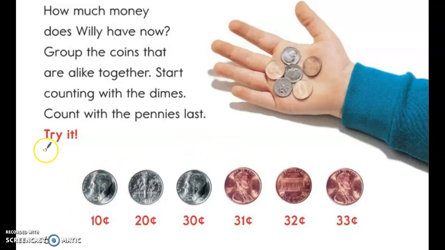Here it tells me to try it. So I know dimes go by tens. Let's count. 10, 20, 30. And that's what I have so far. Then I have to switch my brain because now I'm looking at pennies. And I know they come by 1. So I'm going to begin at 30 and say 31, 32, 33. So Willie has now 33 cents.